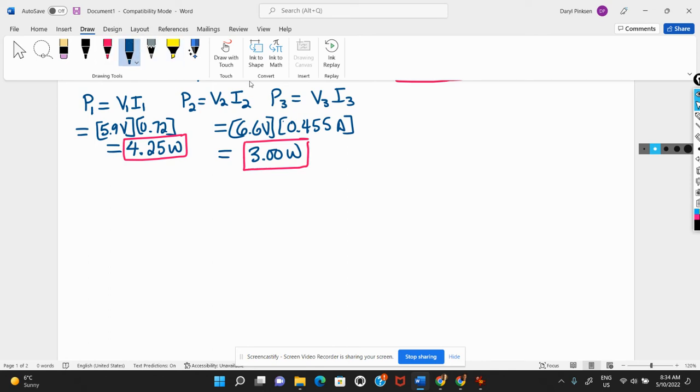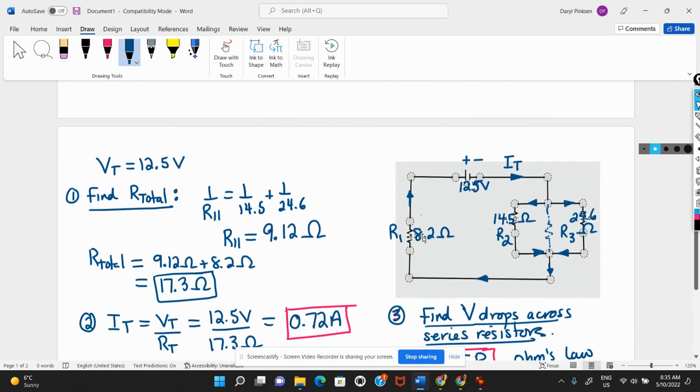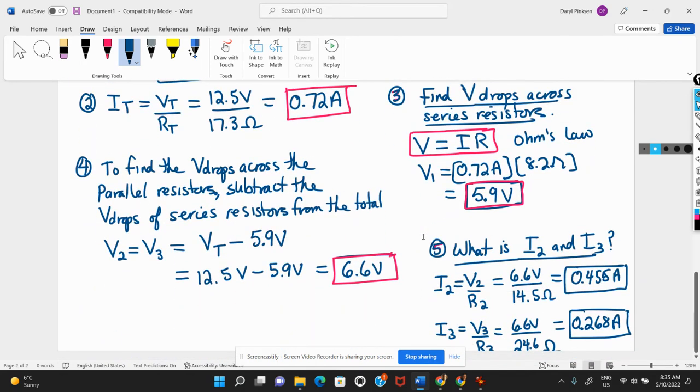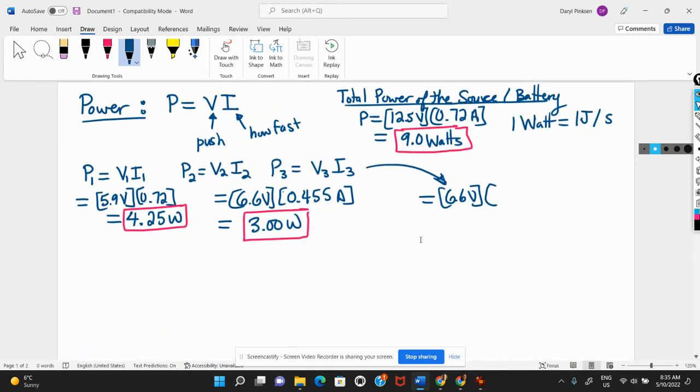And then through the third one, we also have 6.6 volts, but now the current is 0.268 amps. And when I do that out, 6.6 times 0.268, I get 1.77, or 1.77 watts.